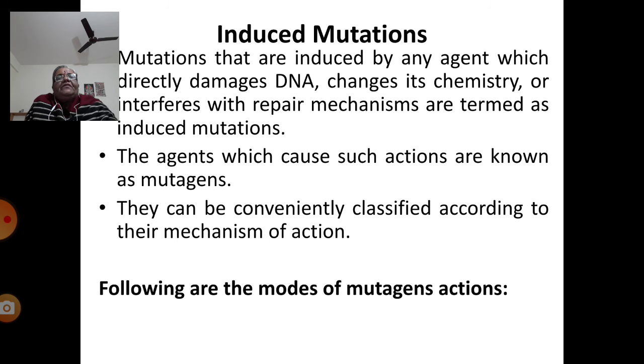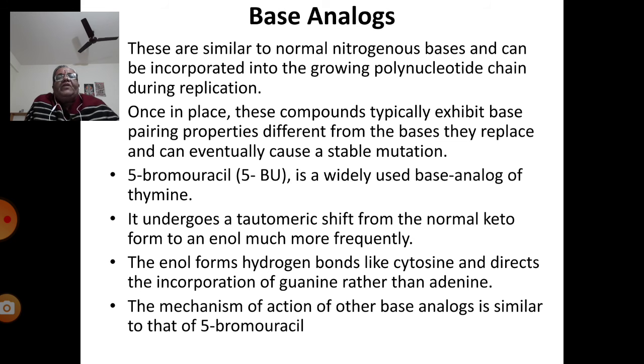So what are the modes of mutagen action? Base analogs are similar to normal nitrogenous bases and can be incorporated into the growing polynucleotide chain during replication. Analogs are introduced. Once in place, these compounds typically exhibit base pairing properties different from the bases they replace and eventually cause a stable mutation.